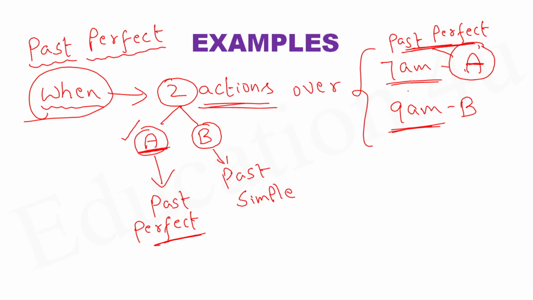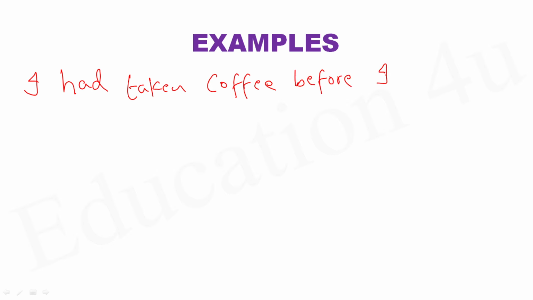Now, having understood the situation of past perfect, without further delay, let's get into more and more examples. Listen to the examples very carefully, my dear friends. See, there is an example I have written like this. I had taken coffee before I started the session. See, I had taken coffee before I started the session.